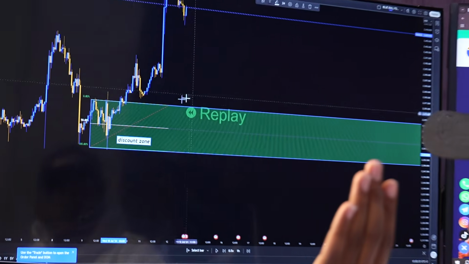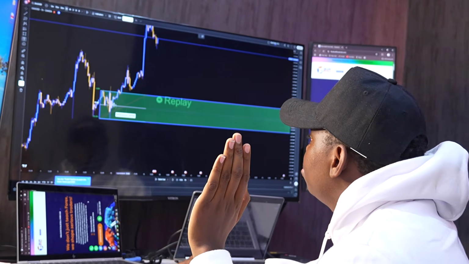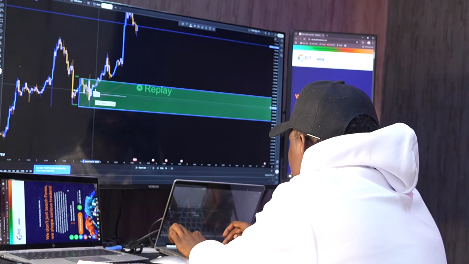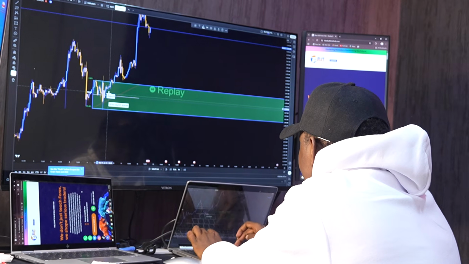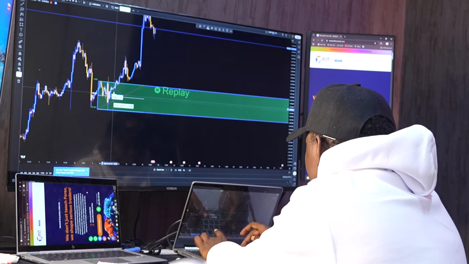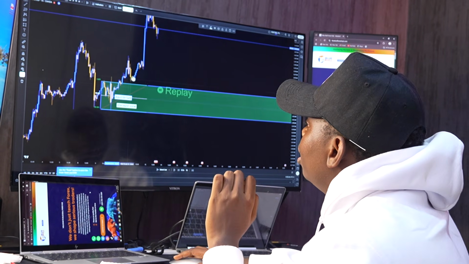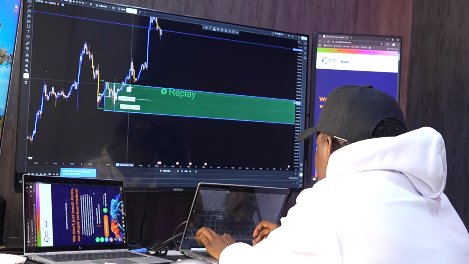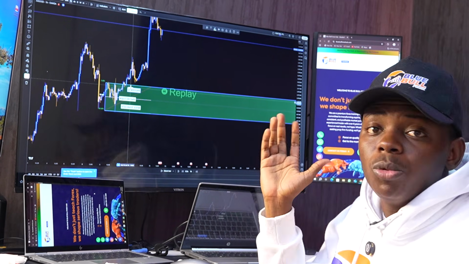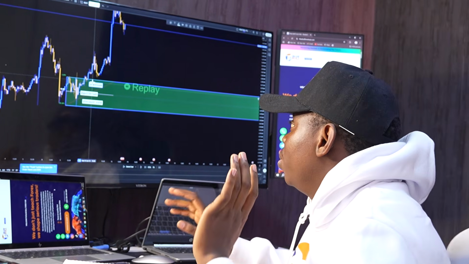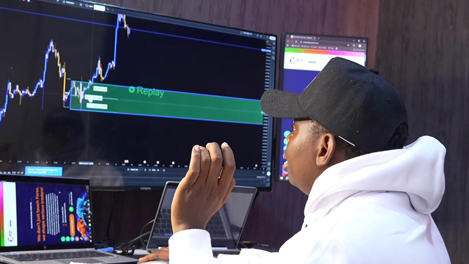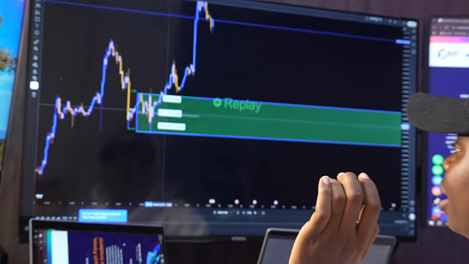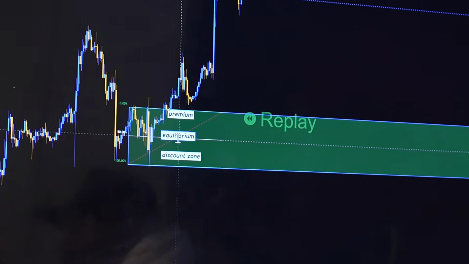It is still giving us an equilibrium, like we said. Equilibrium. And it is still giving us what we call the premium. We said at the premium, we are specifically looking for sell opportunities. Now, let's break this down. At the premium, we don't want to engage the market, and at equilibrium, we don't want to engage the market.